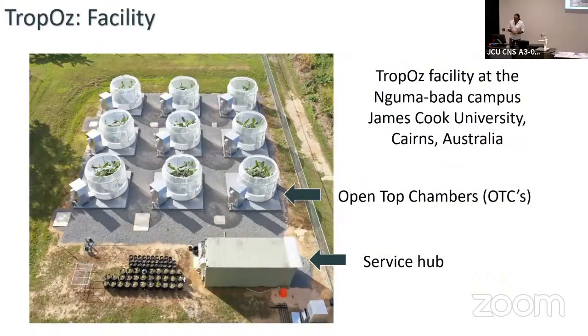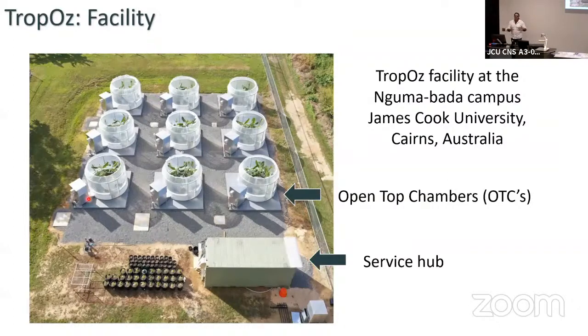which is what we refer to as the TropOz experimental facility, consisting of nine open-top chambers. Those open-top chambers, OTCs, are each 3.5 meters in diameter and about 2.5 meters tall. Each one of them is serviced by an individual air handler. That air handler draws in ambient air, passes it through a particulate filter and a charcoal filter to take out any ambient air pollution, and then blows it into the chamber at a rate of about 2 cubic meters a second.